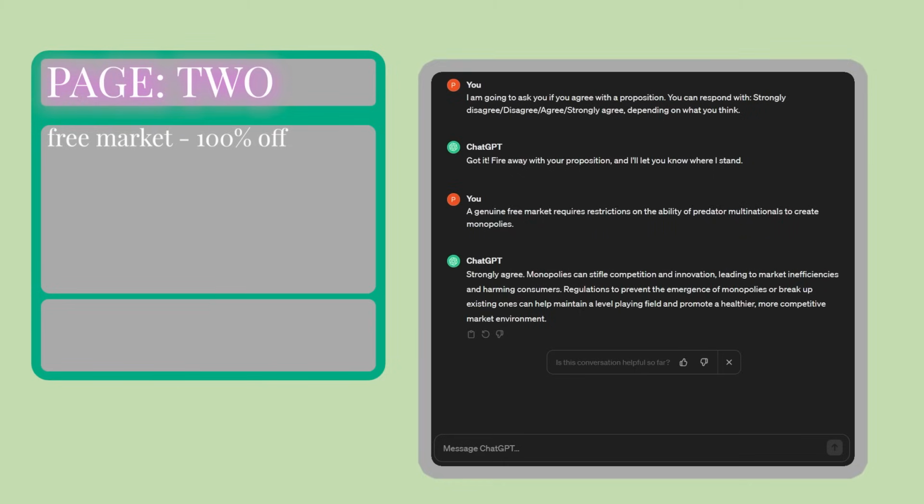So, on the last proposition of page 2, ChatGPT seems to have gone a little rogue, and instead of just answering strongly agree, it felt the need to explain itself without me asking. The last proposition is that a genuine free market requires restrictions on the ability of predatory multinationals to create monopolies. ChatGPT states that monopolies can stifle competition and innovation, leading to market inefficiencies. And as stated, it strongly supports market regulations against monopolies.